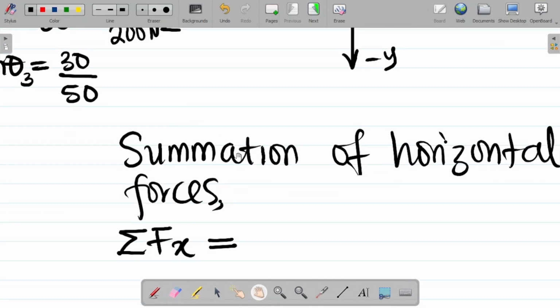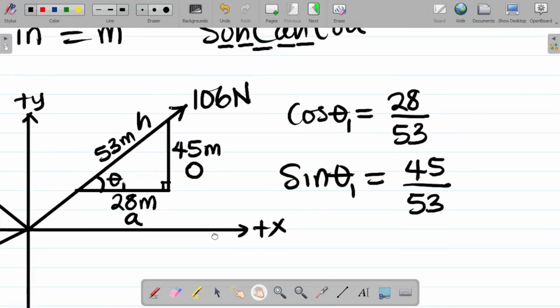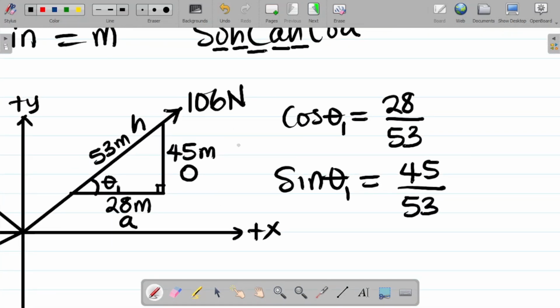All right. For the first one there, let's take the first force, this one here. If I resolve this to the horizontal, that is, push this to the horizontal line, it lands at the positive part of x. So it becomes positive 106 cos theta 1.